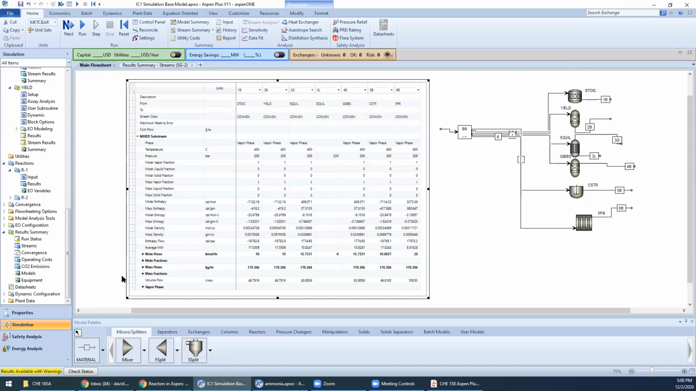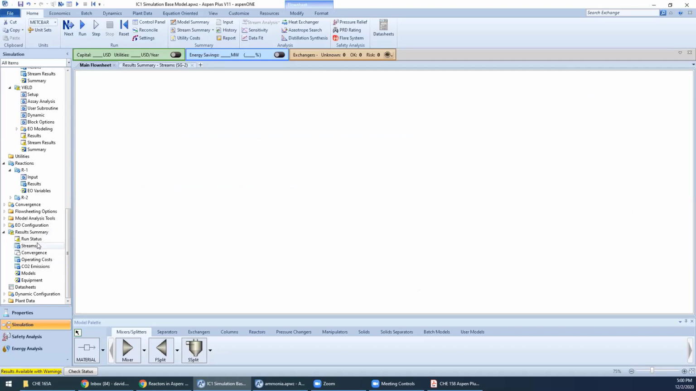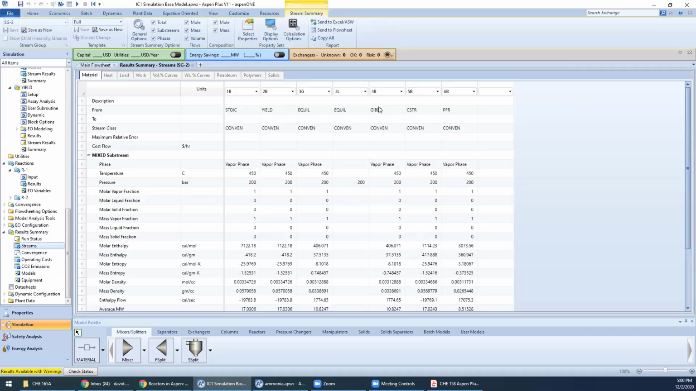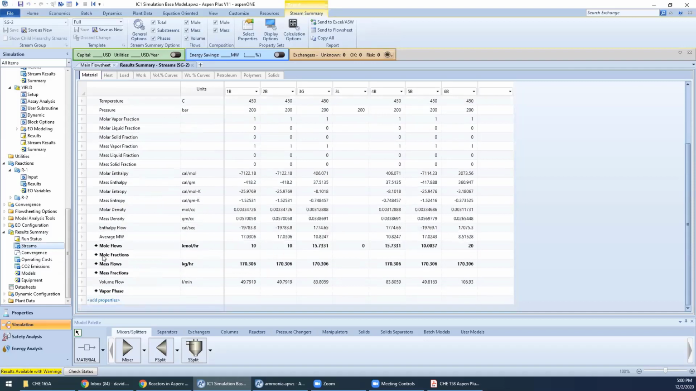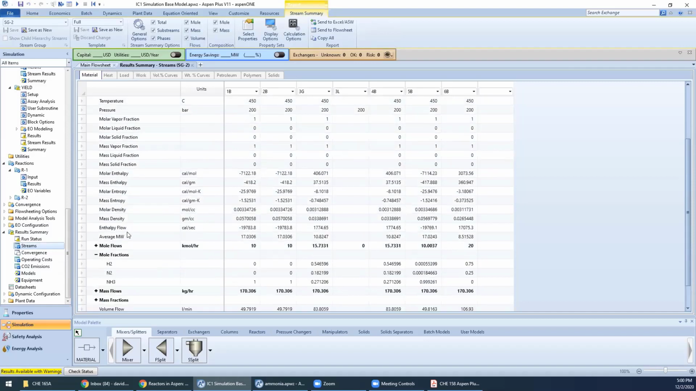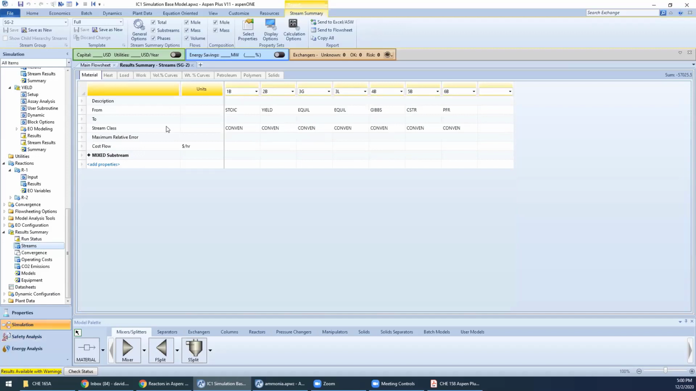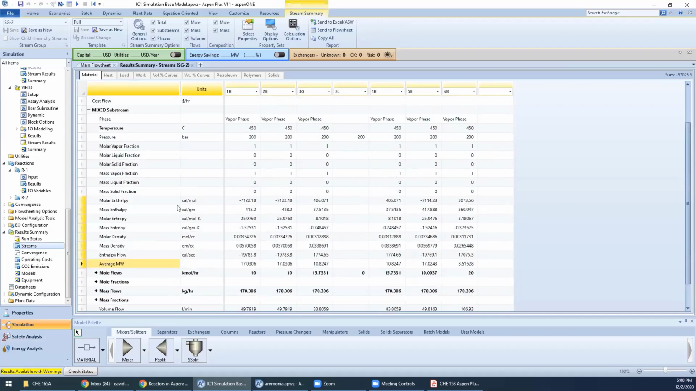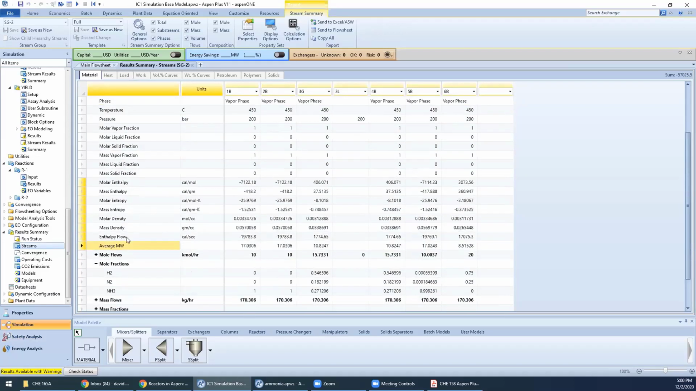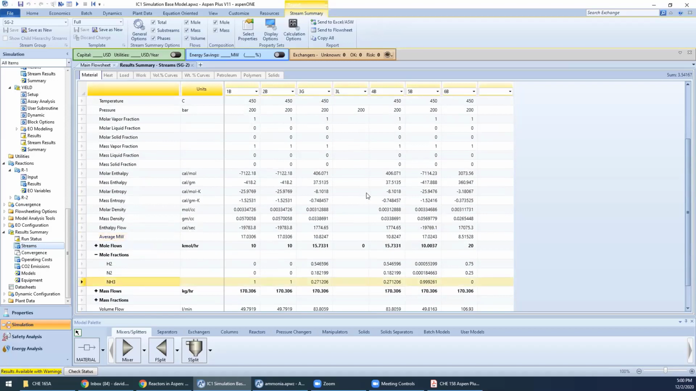Now if we want to take a closer look at those, we go into our streams. Again, all of our product streams are here. Let's take a look at mole fractions. If we zero in on ammonia, I wish I could hide the ones I don't care about. Sorry, I'm going to have to scroll up and down.